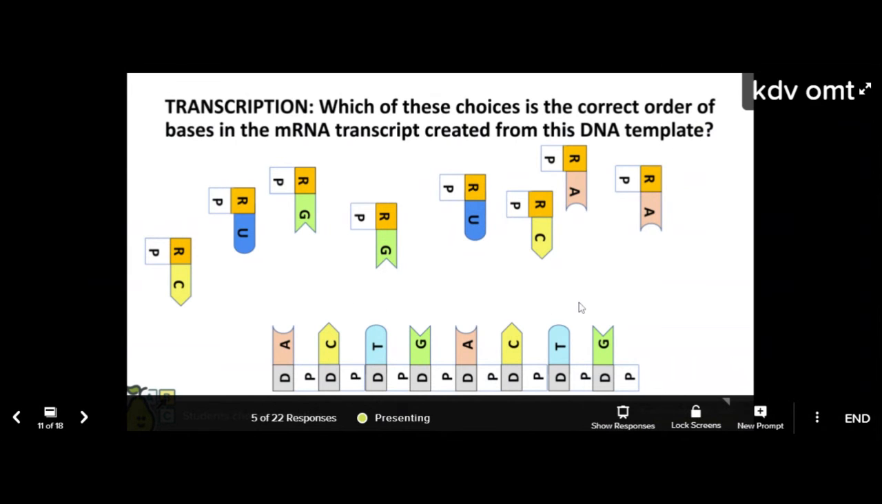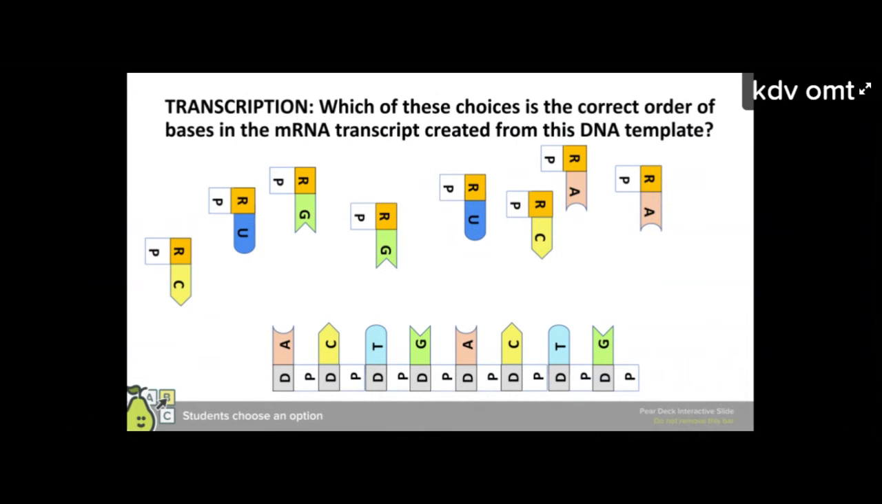Which is the correct order for this? Now remember, we're making RNA. So for making RNA, what letter has to replace the T, Evan?